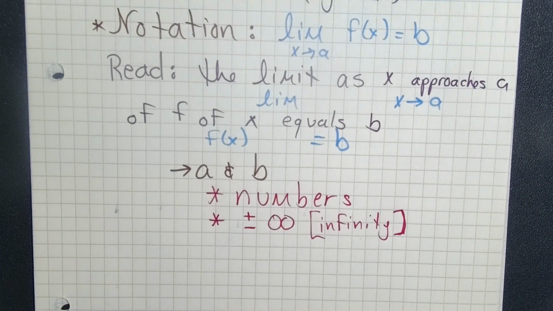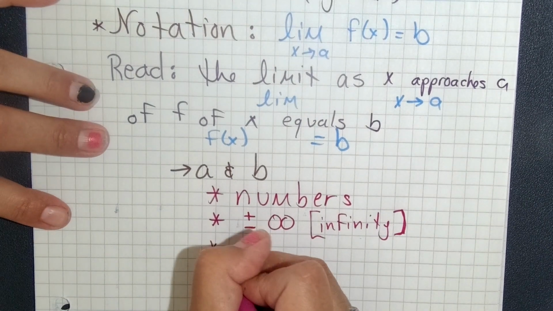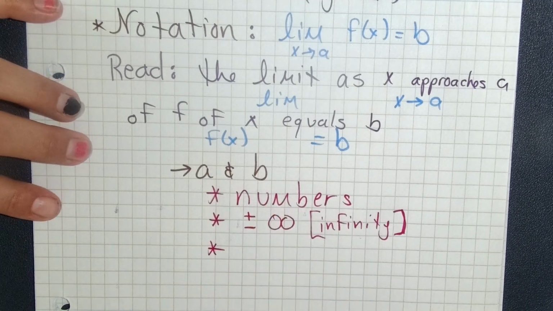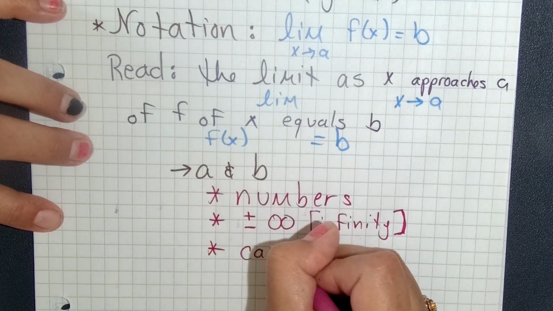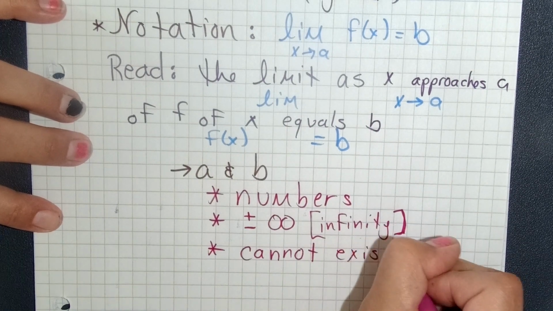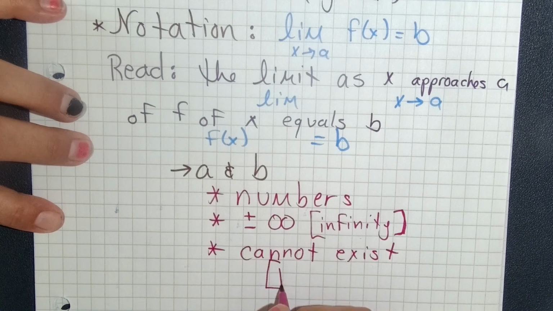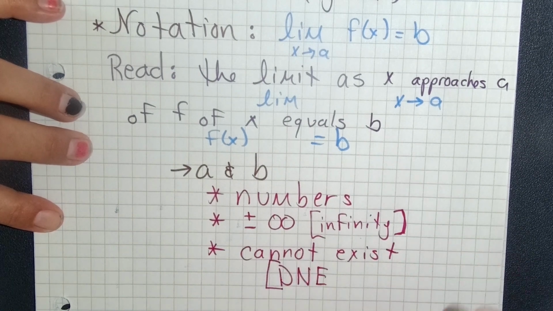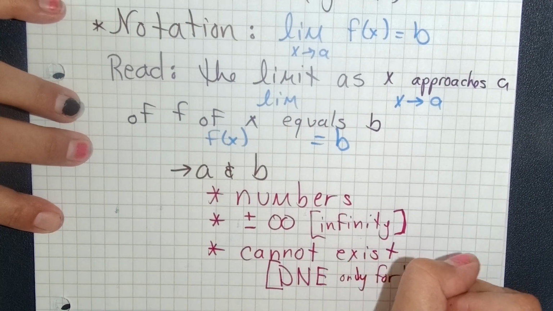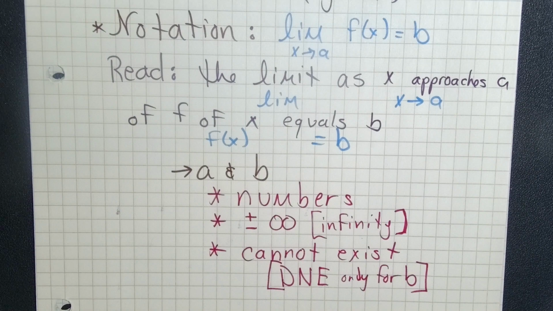The other thing that a and b can be is, actually this only applies to b, sorry. b can not exist. We have to have always some kind of a. We call this does not exist. Only for b, actually. Sorry about that. Meaning that there is no defined number.